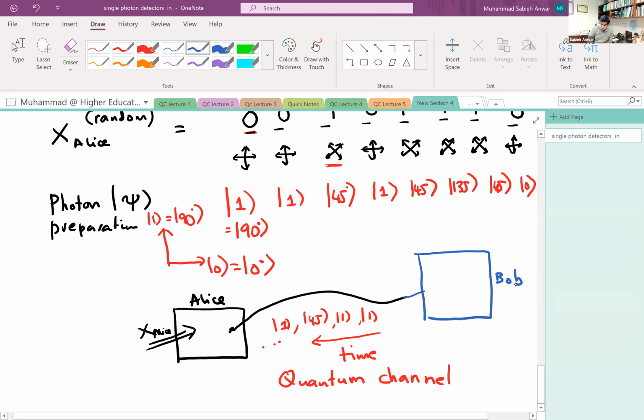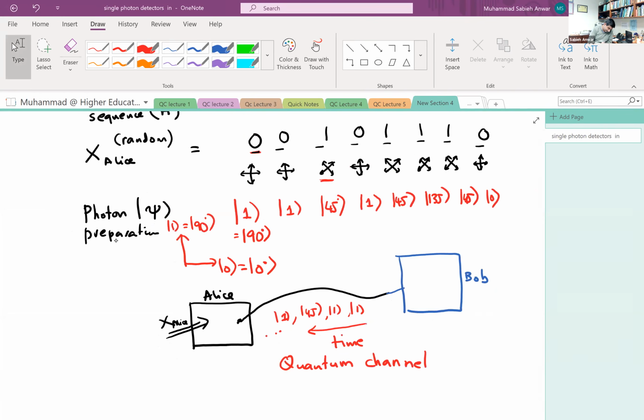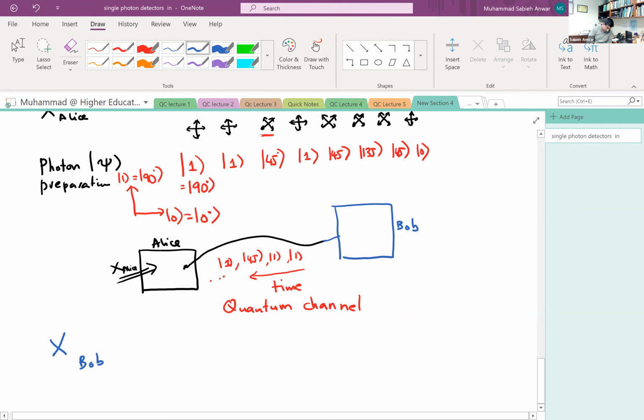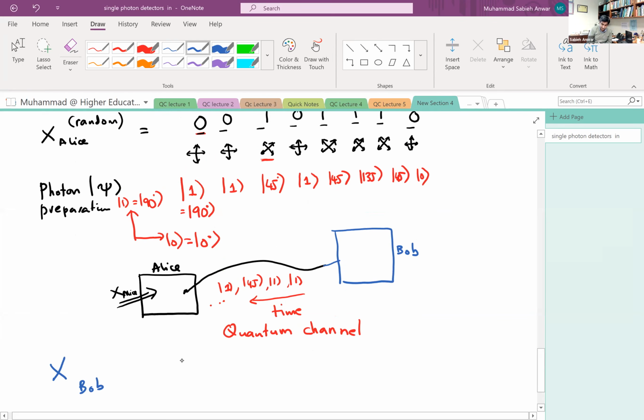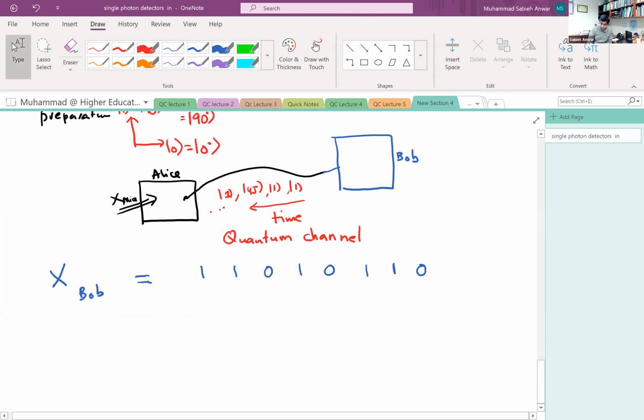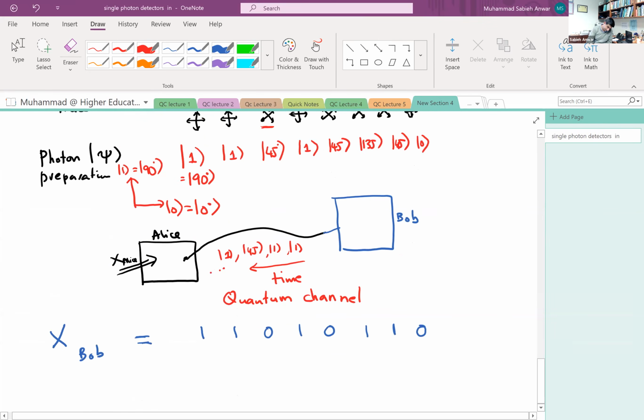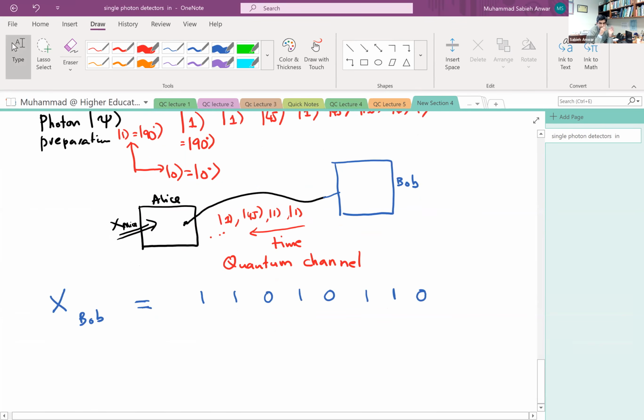All right, now Bob also has a sequence, a random sequence X Bob. Suppose that sequence is 1, so it's totally random, 1 1 0 1 0 1 1 0. So this is Bob's random sequence, totally random bits here. Alice and Bob beforehand do not know their x's, they do not know their random sequences.